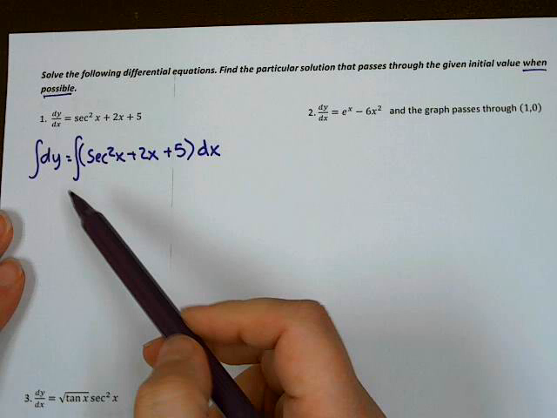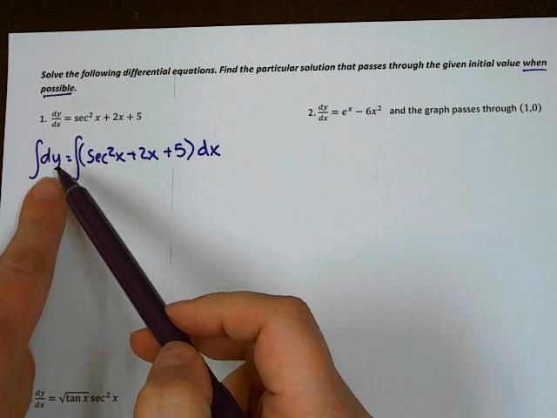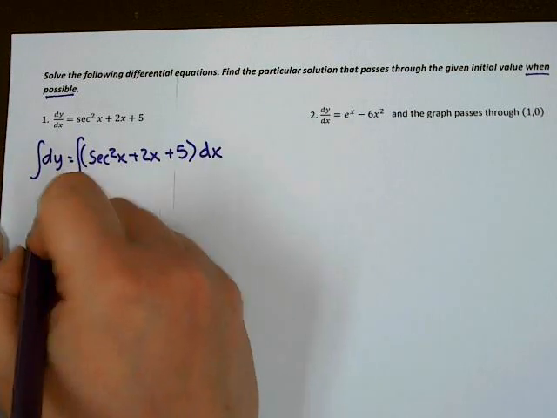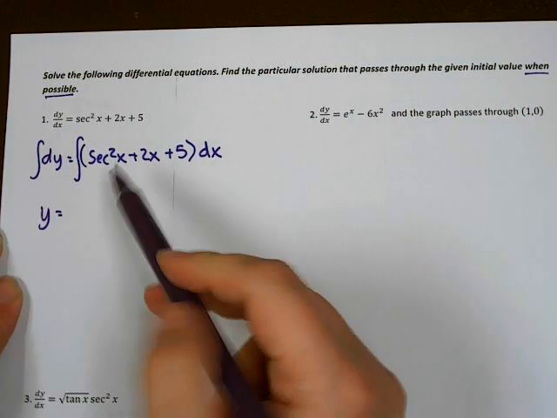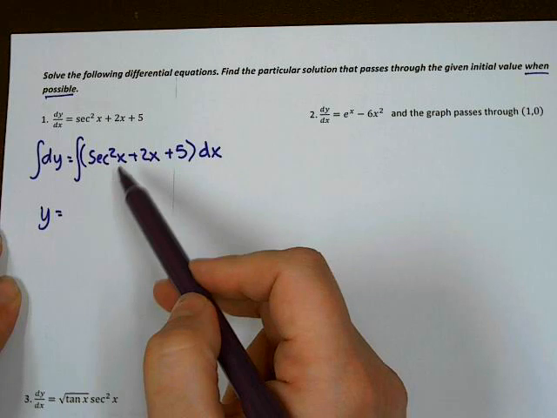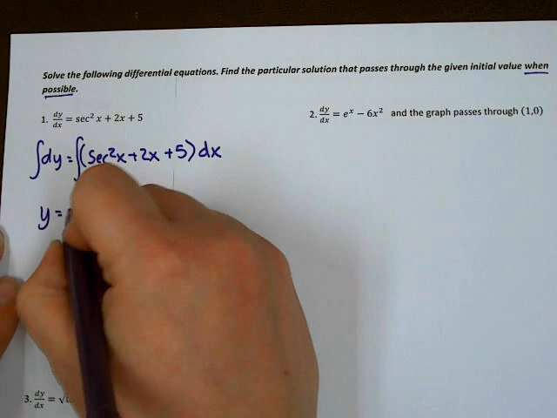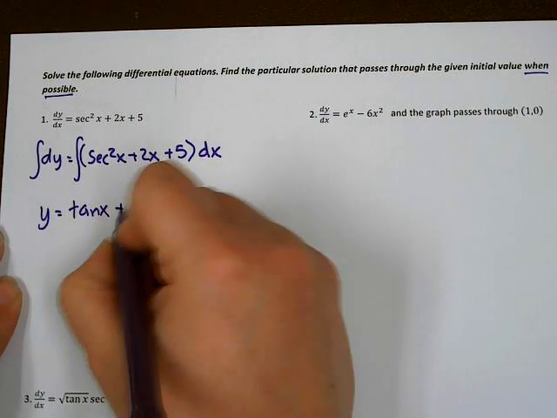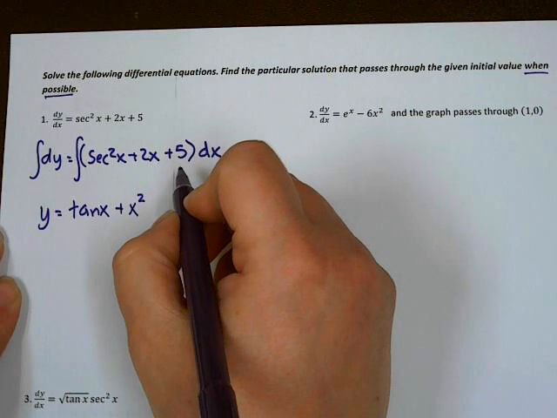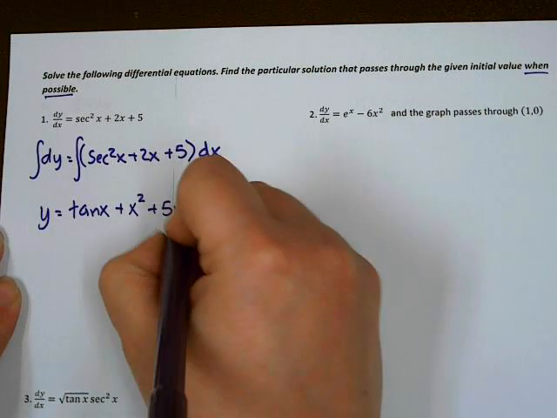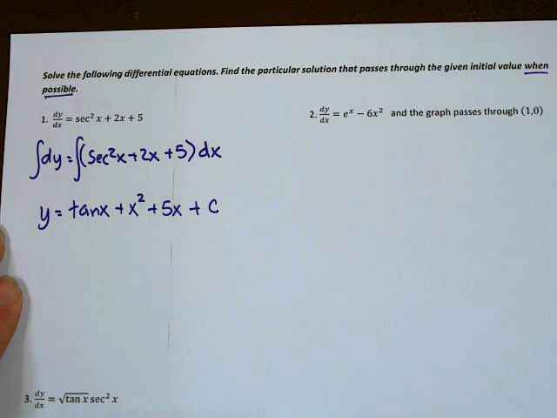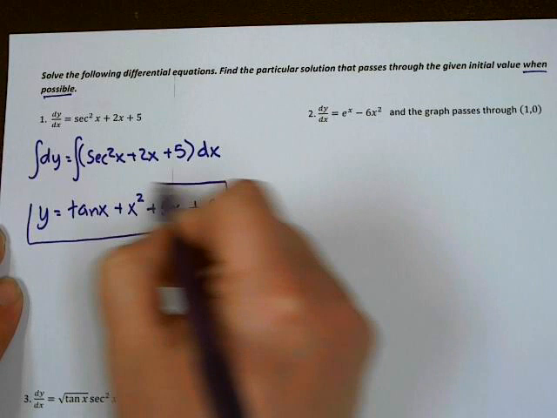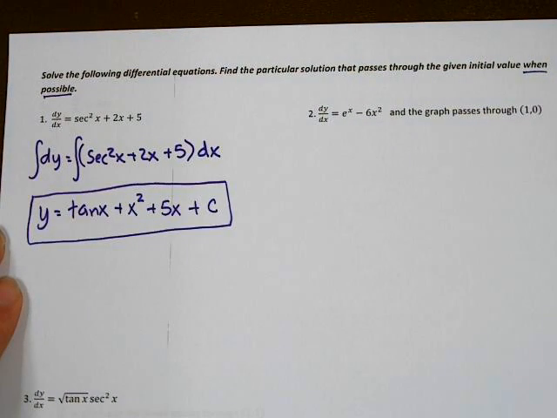And we know that the antiderivative of dy, remember there's just a 1 in front of that, which means we're just undoing a power rule, and we get y. The antiderivative of secant squared x is just tangent x. The antiderivative of 2x would be x squared. Then we have the antiderivative of 5 would be 5x. And then we need to remember to do our plus c at the end. On this one, there's no initial value to plug in, so we're done with that one.